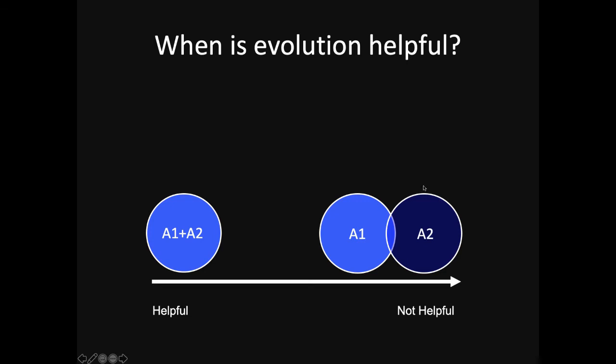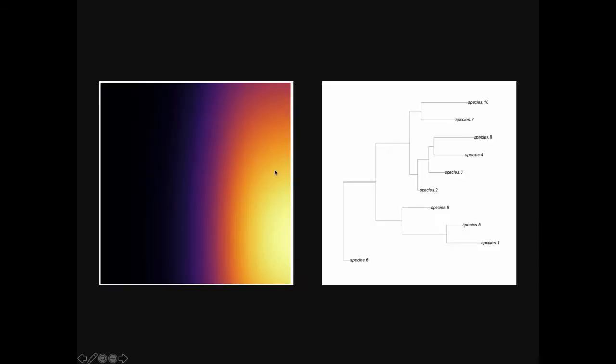The faster niche evolution is, the less helpful it is. But that's just me making an argument here. We can actually simulate this. This is stuff I've done with Nick Matsky, where we simulate niches, as I've shown you there. And then we take the parameters of this fundamental niche and evolve them along a simulated phylogeny.